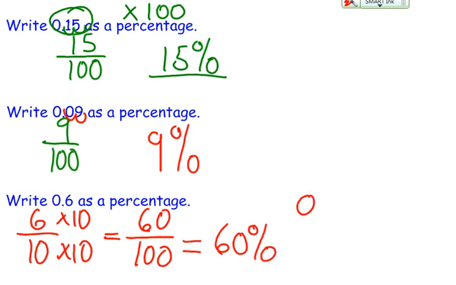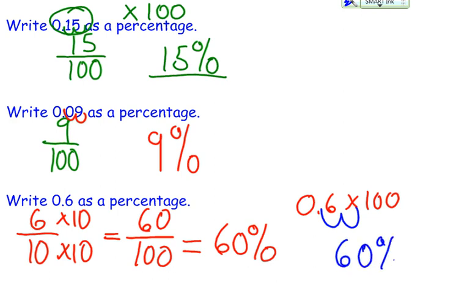Or you can take 0.6 times 100, and what that's going to do is move our decimal once and then twice, so we're going to get 60%. And so you have that process also.